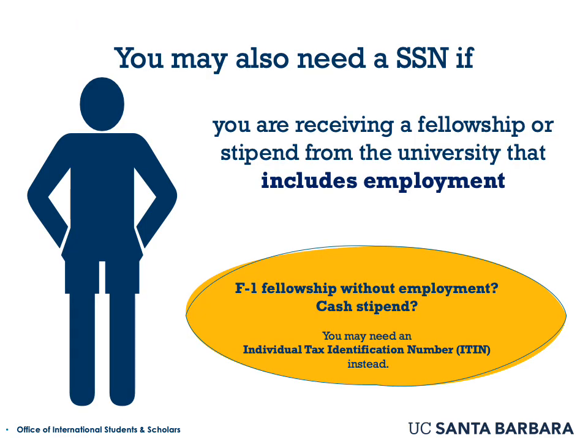You might also need a social security number if you're receiving a fellowship or a stipend from the university that includes employment. So if you do have some kind of a fellowship without employment and you're getting a cash stipend, you might need an individual tax identification number instead. OISS can help you with that, or the business officer in your department may be able to guide you there.